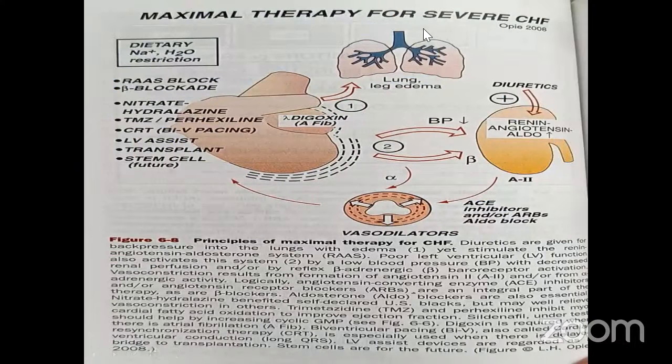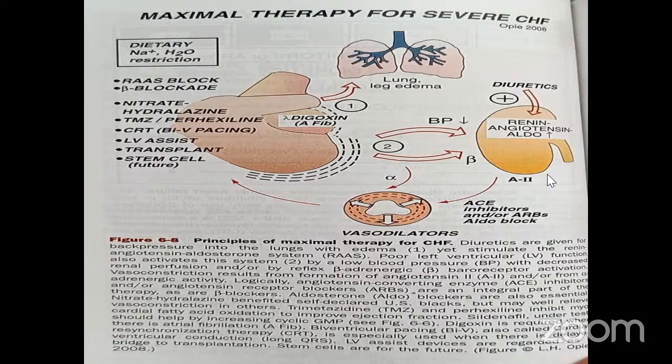This is once you start the therapy, till where you can give maximal therapy for severe CCF. First of all, lifestyle modifications: dietary sodium, mainly less than 2000 milligrams per day, and water restriction to about 1 liter.